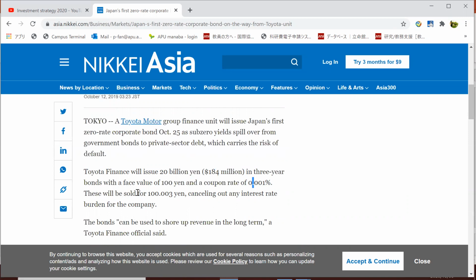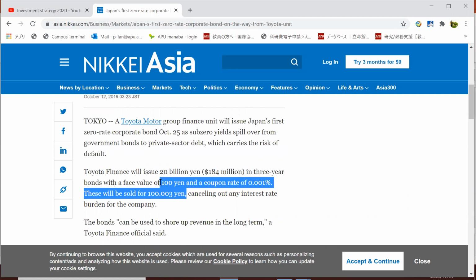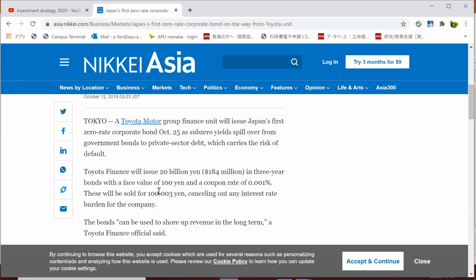And this bond will be sold for 100.003 yen. So if you calculate based on the given information, that is, the price is 100.3, the face value 100, and the coupon rate 0.001, then you can get the bond price. Okay, so let me show you how to do this. Give me a second.